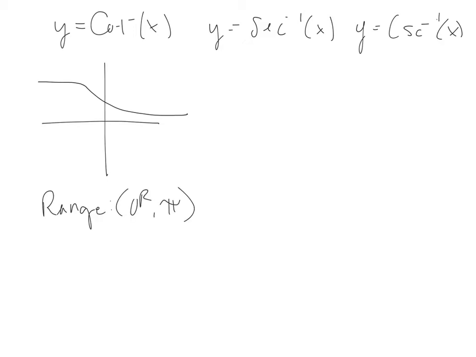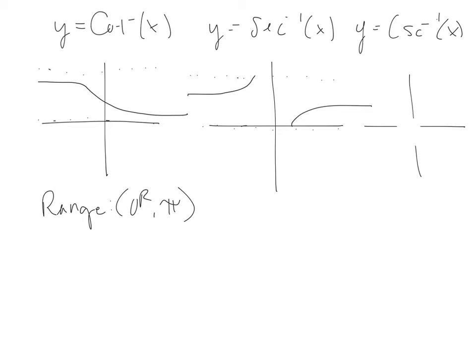And then the range of that function would be 0 radians to pi, but not inclusive. So your 0 radians and your pi are asymptotes. Secant and cosecant graphs are kind of weird because like in the original graphs, they have different sections. So just know that a secant graph will look like this, and then it'll have asymptotes at the x-axis and at y equals pi.